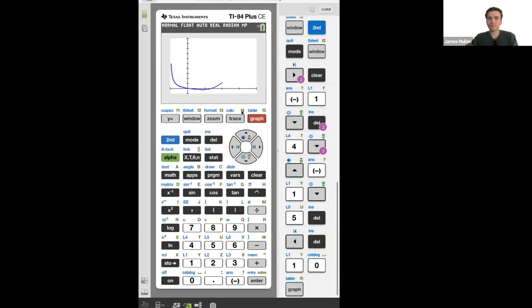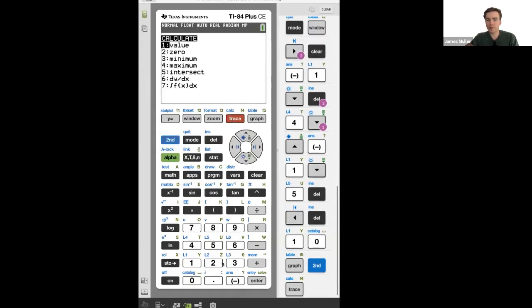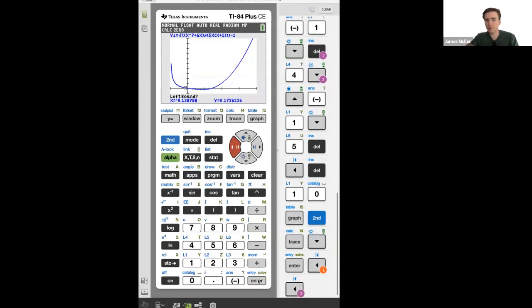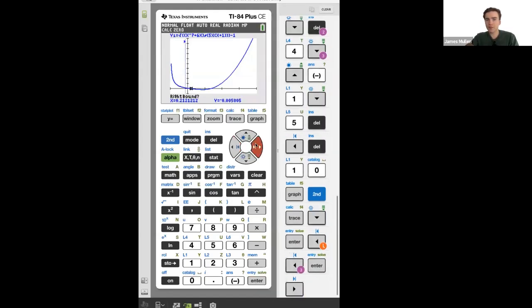And now graph. All right, so it looks like I'm going to have 2 intercepts. I can find them by going to second and calc or trace to get to calc. And I can use my 0, which is option number 2. We can also just scroll down. And the calculator is going to ask you first for the left bound, which means you need to scroll to the left of the 0, hit enter, then scroll to the right of the first 0, hit enter again, and it's going to say guess.